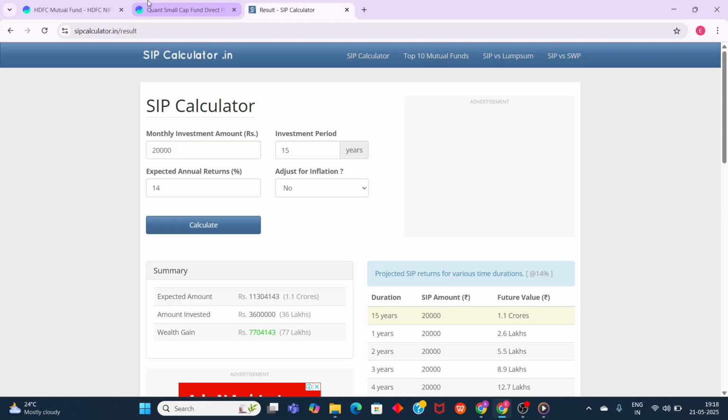There are two main points, which are expense ratio and the exit load. So I'll explain the difference between expense ratio and the exit load, and I'll show you how it will make a big difference over the long term as well.